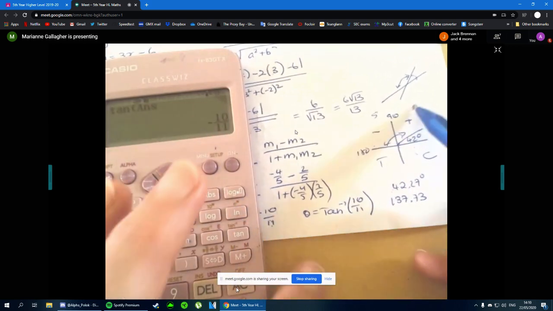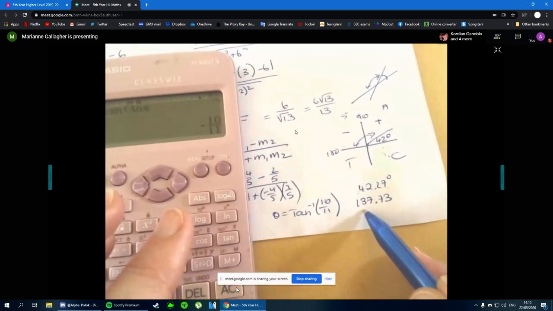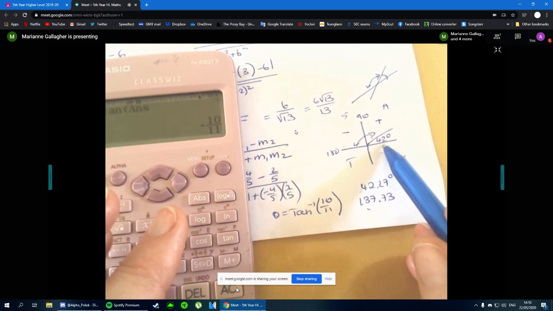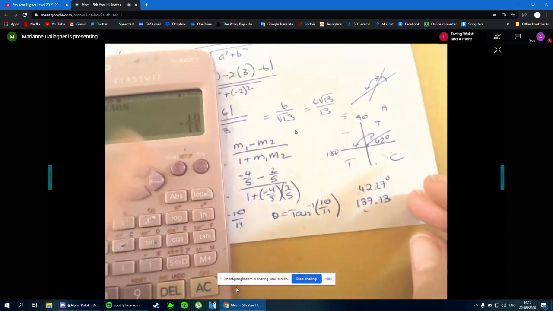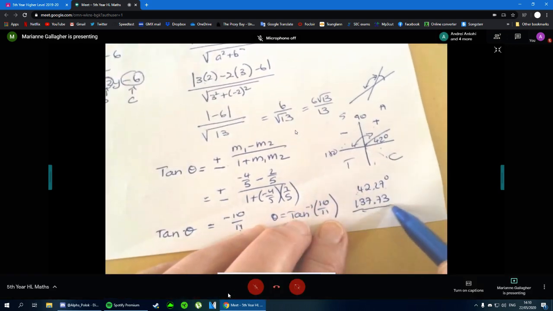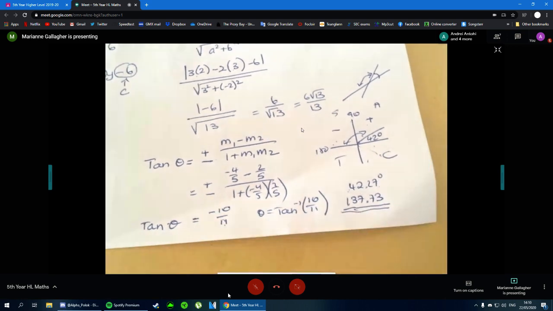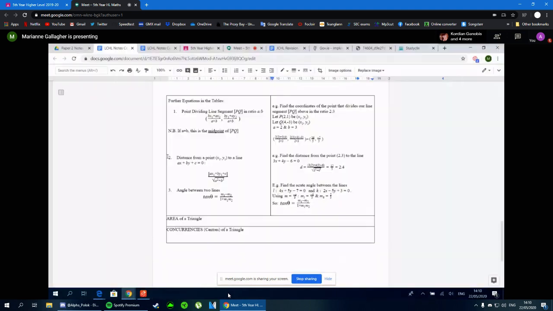So that's why we need our ASTC and our reference angles, because the calculator can only be programmed to give us one angle, and it's programmed to give us the negative angle instead of the obtuse angle. Do you understand what I'm saying there? Anybody want me to go through that again? So if you put tan of a negative into your calculator, you're going to get a negative angle. So just change it to plus to get the acute, take it away from 180 to get the obtuse.